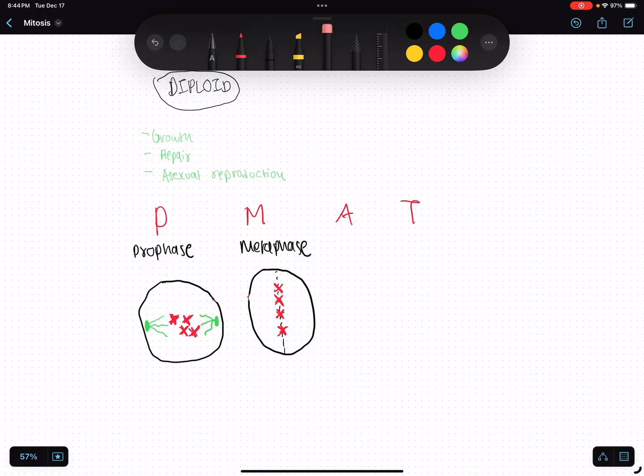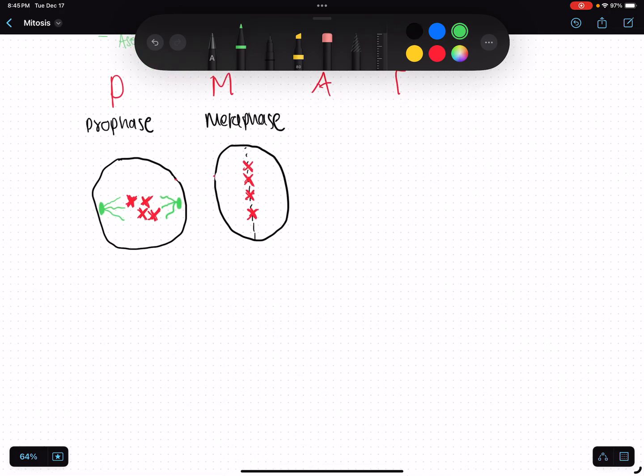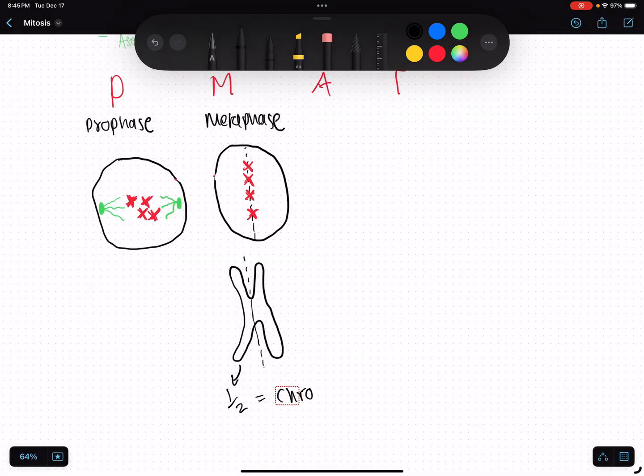The spindle fibers that we had earlier start attaching to a certain part of the chromosomes called the centromere. Just to break down what exactly the centromere is, let me draw a slightly enlarged chromosome right here. Let's say this is our chromosome. If you split this in half, you get two halves. Each half is called a chromatid. So two chromatids make up a chromosome.